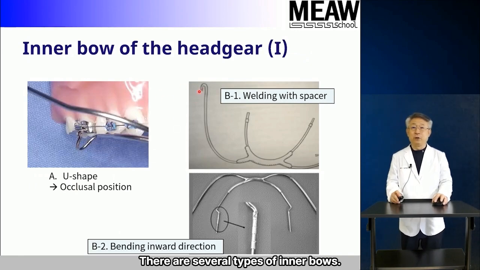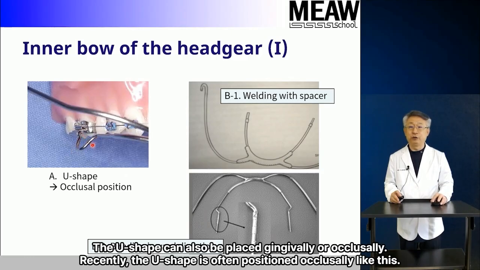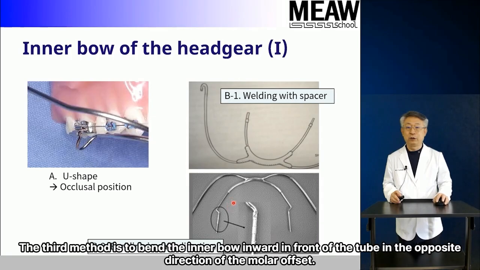There are several types of inner bows. In order to form a stop, we can bend the inner bow into a U shape in front of the tube. The U shape can also be placed gingivally or occlusally. Recently, the U shape is often positioned occlusally like this. The second method to form a stop is by welding with a spacer. The third method is to bend the inner bow inward in front of the tube in the opposite direction of the molar offset.